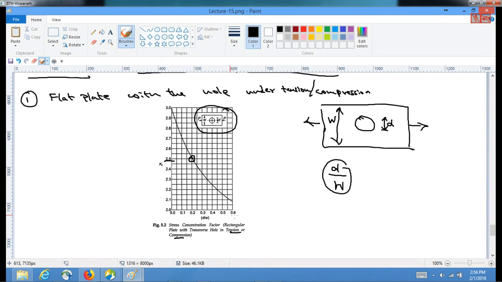Or if D by W is, let's say, 0.5, in that case, you know that its value is given by 2.15. So this is for 0.5. This is for 0.2, which is a 2.5 value, and this is 2.15. Depending upon this, you can read the values for D by W. So this is one scenario where the plate is under tension or compression.